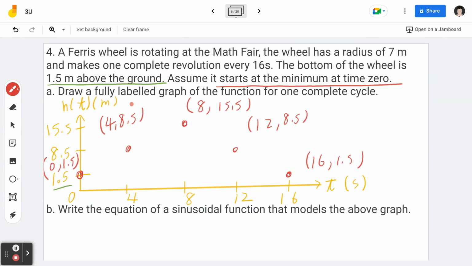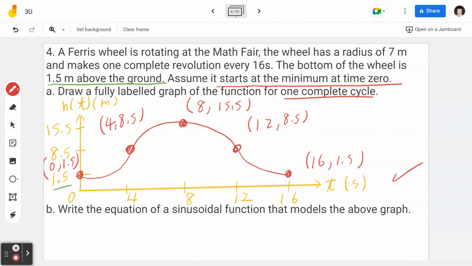Once you have the points, you can connect them, roughly speaking, something like this. Again, it's not a perfect diagram, but it's good enough in terms of sketching this function. So it does say draw a fully labeled graph, which we did, 1 complete cycle, exactly.